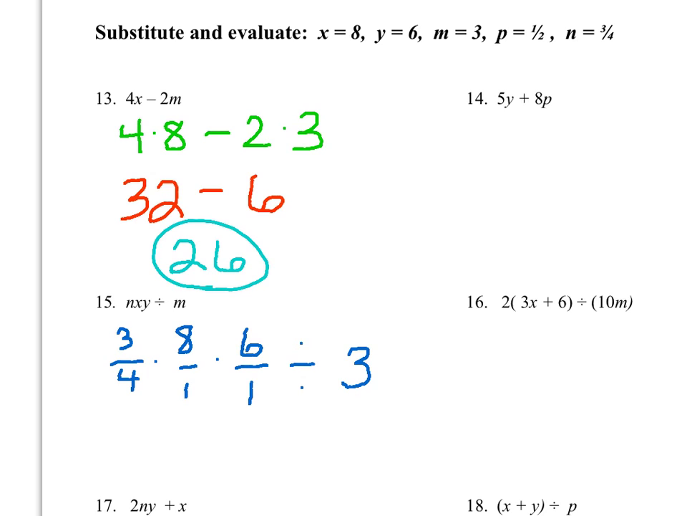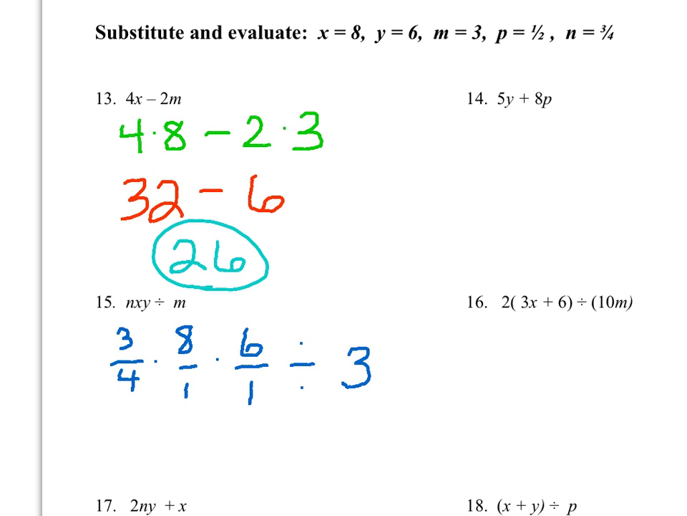All right, so my next part of this problem is to multiply. The only operations we have are multiply and divide. So in the order of operations, they're on the same level. So we're just going to go left to right and simplify. So if I start this problem, I'm going to go with 3/4 times 8 over 1.